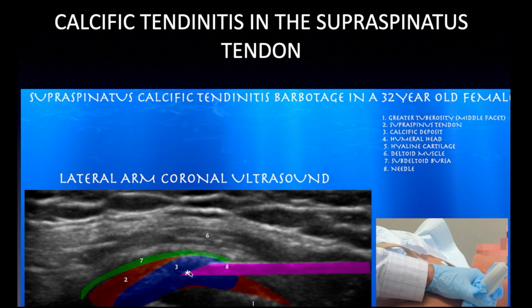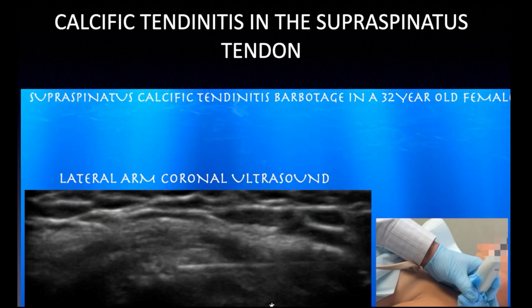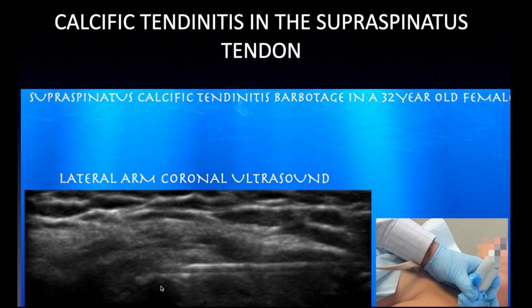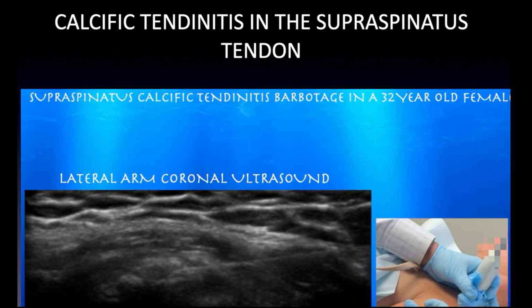And here we are just getting it basically right in. And then at the end of the procedure, we just inject the subdeltoid bursa. But you got to use a big needle. If you use a small needle, you're not really helping. And we're just doing it again. We're just basically injecting the calcium with saline.